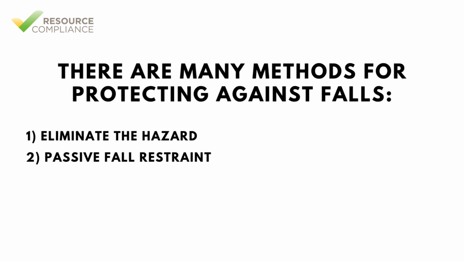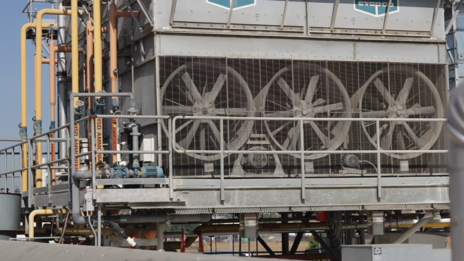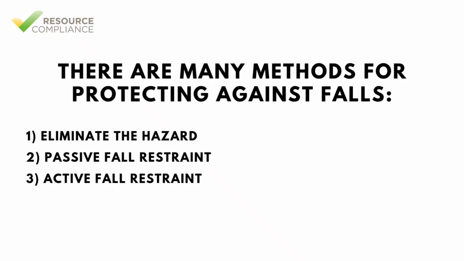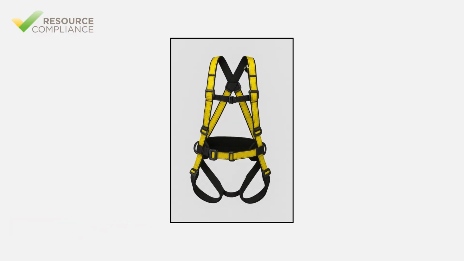Installing guardrails around elevated work areas is an example of passive fall restraint. When passive fall restraint is employed, a personal fall arrest system is not required. Active fall restraint involves a person wearing a full body harness that is connected by a lanyard to an anchor point that prevents the worker from reaching the fall hazard.